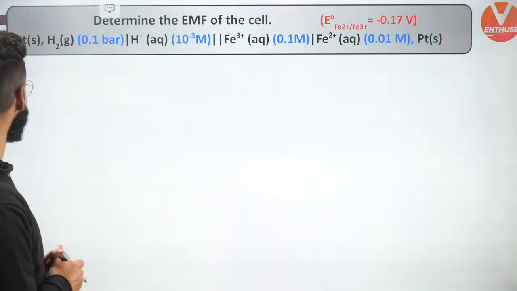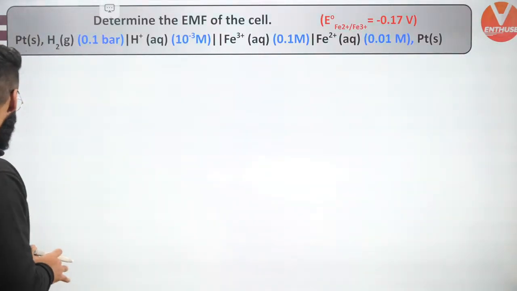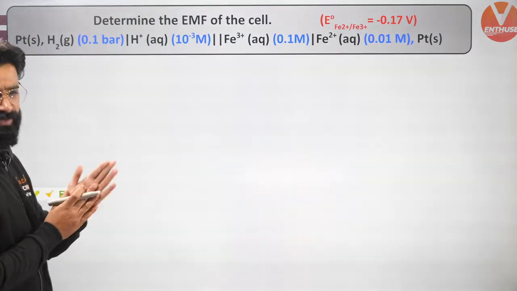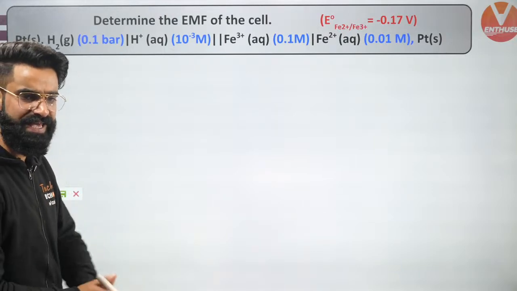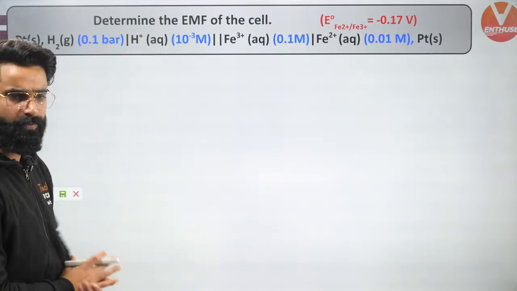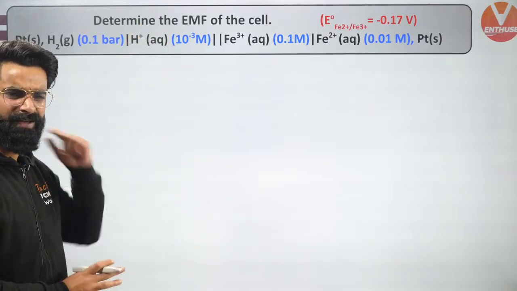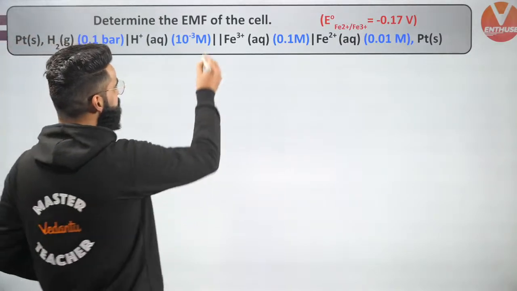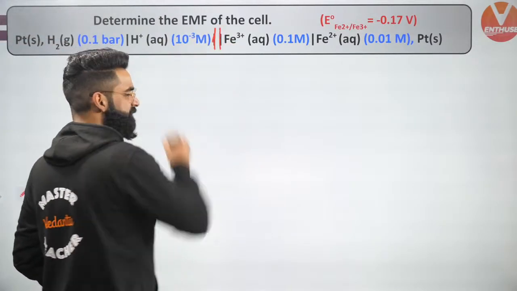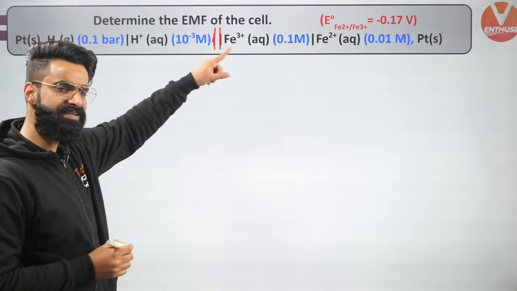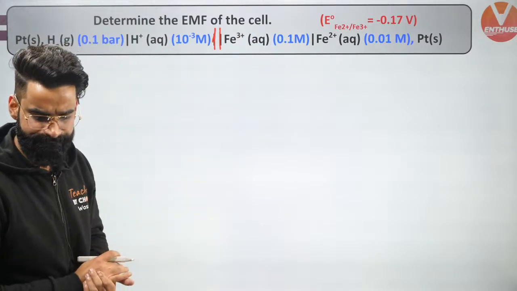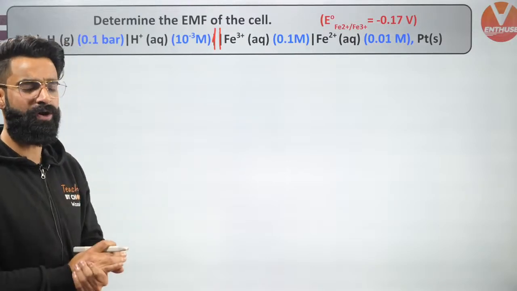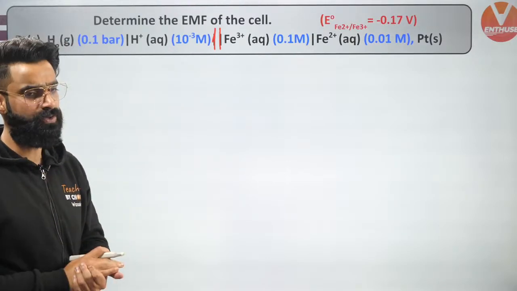Determine the EMF of the cell. Again, the same type of question, guys, but only one concept involved in the question. See, we are supposed to calculate the EMF of the cell which is given to us. Now, people, these two lines in the middle represent your salt bridge. On the left hand side of the salt bridge, we have the anode. On the right hand side, we have the cathode. At the anode, we know oxidation takes place, and at the cathode, we know reduction takes place.